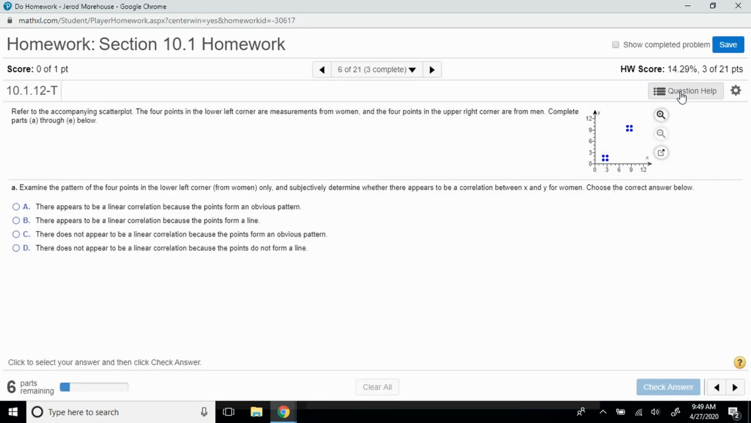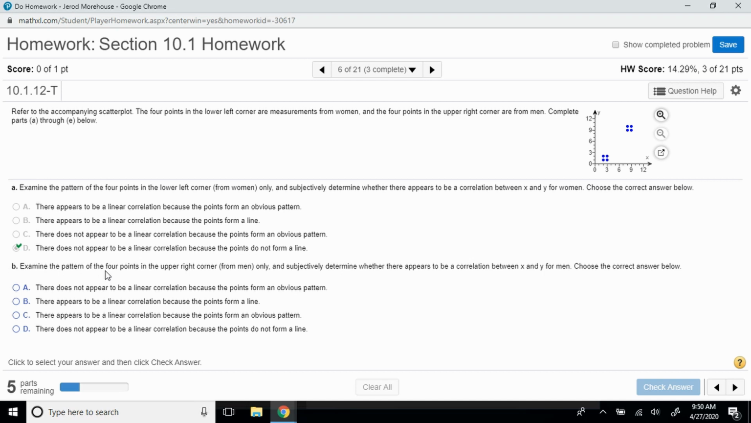Part A says, examine the pattern of the 4 points in the lower left corner from women only and subjectively determine whether there appears to be a correlation between X and Y for women. Choose the correct answer. So these data points down here are from women, and we want to determine if there's a linear pattern. I don't think there is much of a linear pattern because they're kind of a square. So we say there appears to be a linear correlation. No. There appears to be a linear correlation. No. There does not appear to be a linear correlation because the points form an obvious pattern. Part D, there does not appear to be a linear correlation because the points do not form a line. We're going to go with part D here.